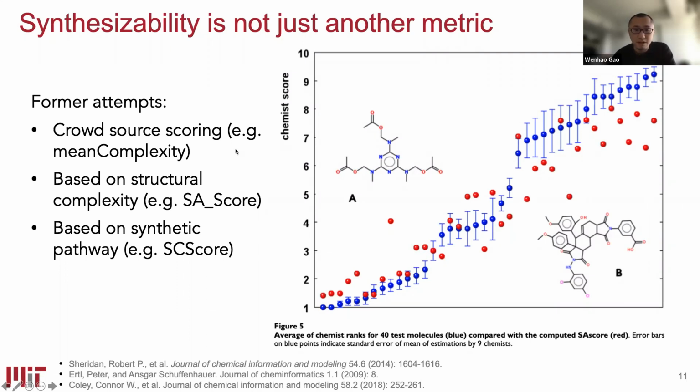the direct scoring by a group of experimental experts. And indeed, the expert scores are usually used as the ground truths to compare, such as in this figure from the SA score paper, or to train other machine learning models. But of course, to have a group of experts that is large enough to reach an unbiased value is labor intensive, and it is also hard to replicate and not scalable.